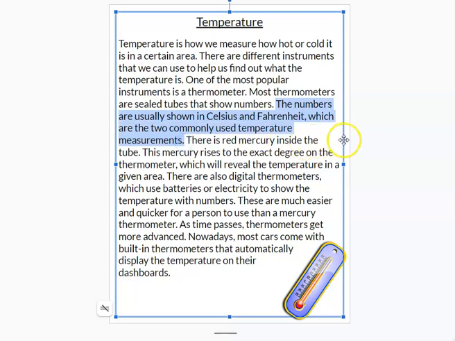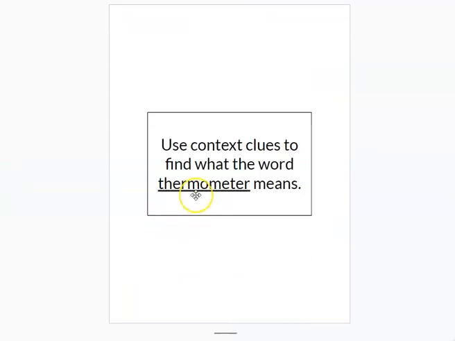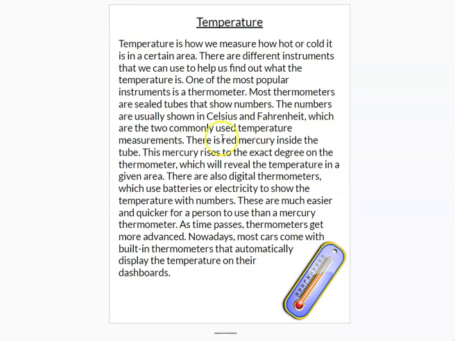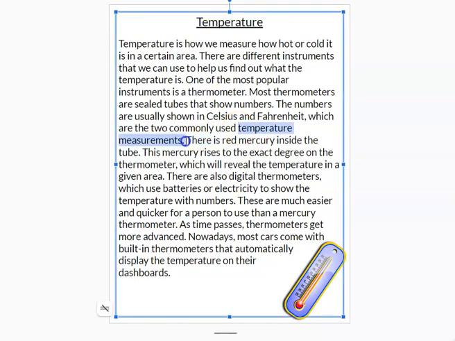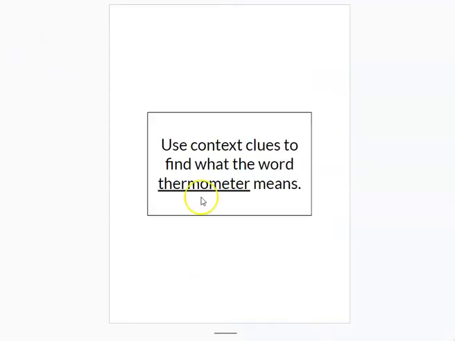The numbers are usually shown in Celsius and Fahrenheit, which are two commonly used temperature measurements. Ooh, so this thermometer thing measures temperature. I know that in my house I have a tool that helps me to measure the temperature, and when I'm sick, I have a tool to measure the temperature. So using the context clues, a thermometer is a tool that we use to measure temperature. Let's continue with the next one.